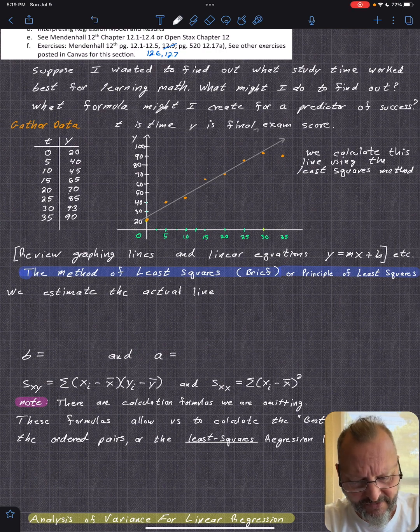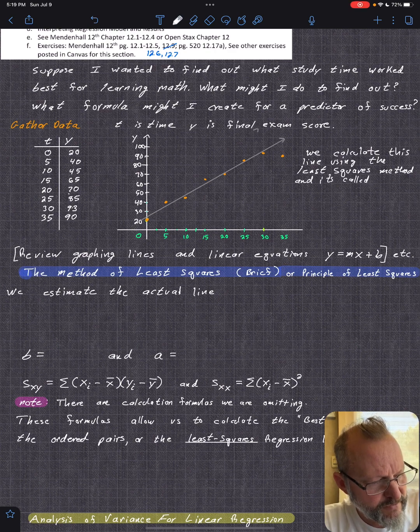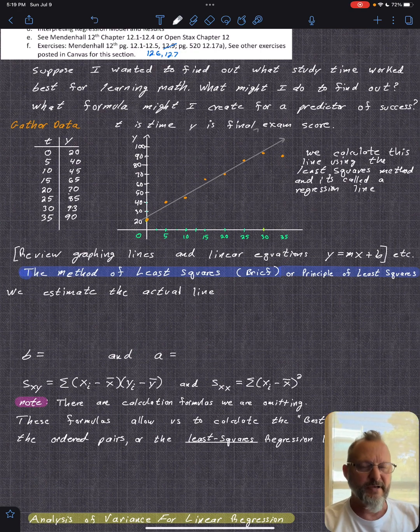So, least squares method, and it's called a regression line. So when you hear regression line, it's basically the best fit line that goes through those points.